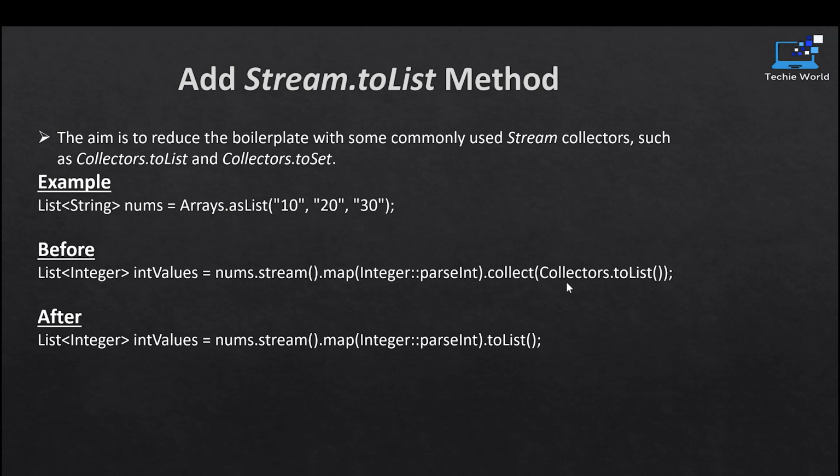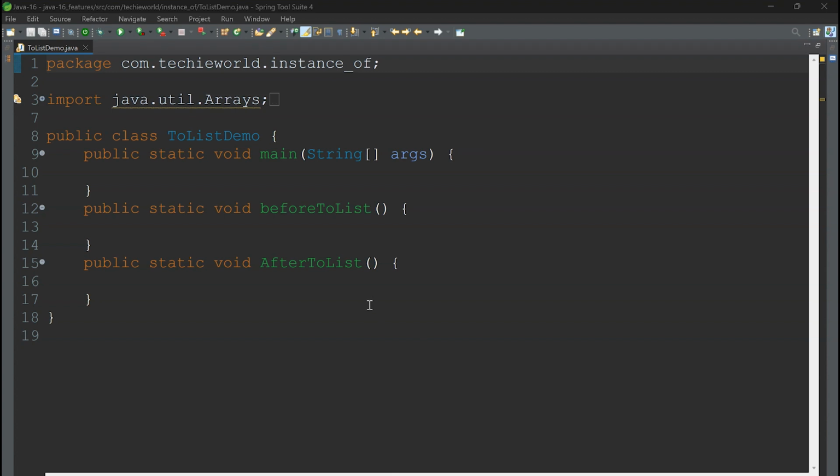Okay, to understand it in a better way, let's go to the IDE and we'll do a small code demo. To save time, I have written a class and the main method which is required to run any Java program, and I have written before toList and after toList. So let us take the same example that we were talking about in the slide. Let's say it's a list of string.